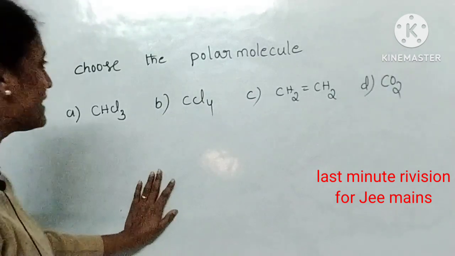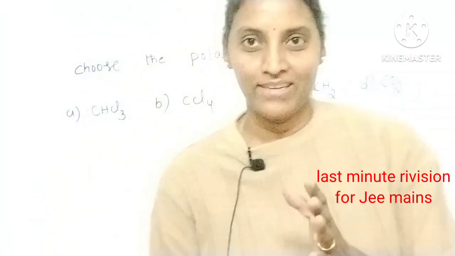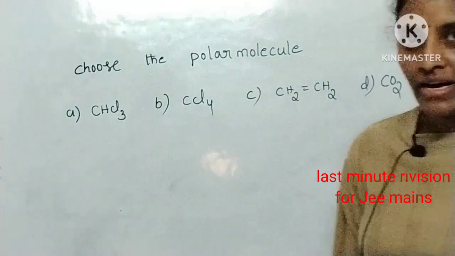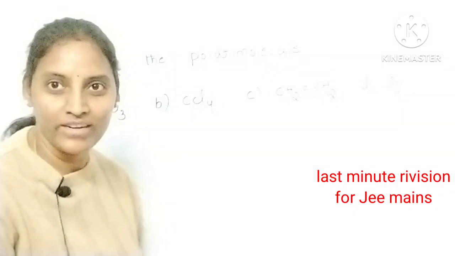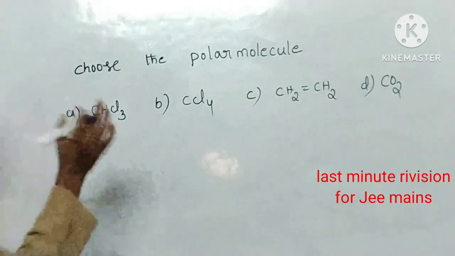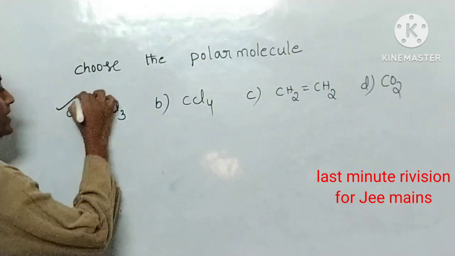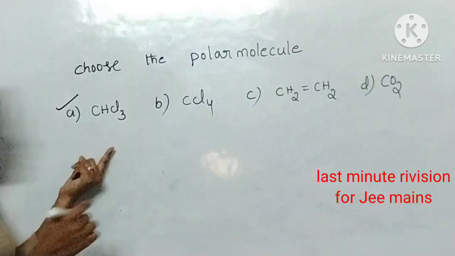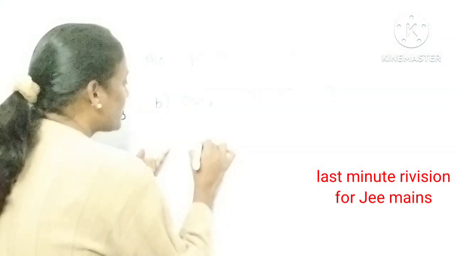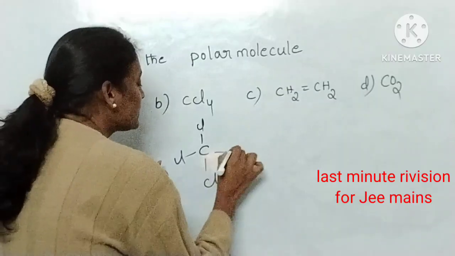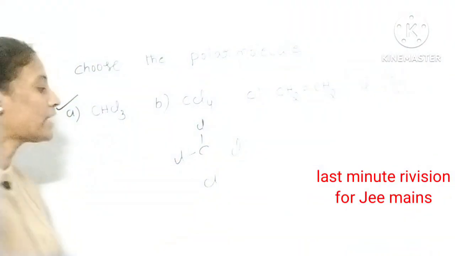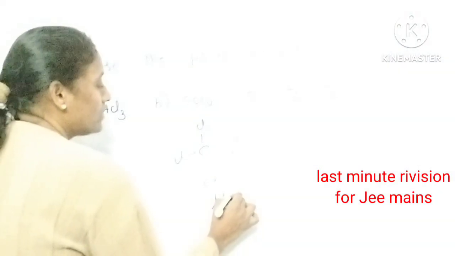Dear students, in this question you need to choose the polar molecule. Polarity is decided by dipole moment, you already know. Your answer is this one. Why this one? Because this carbon is attached to 4 chlorine atoms. That means all are having the same energy, so the dipole moment would be 0.